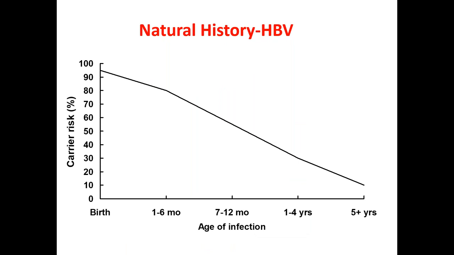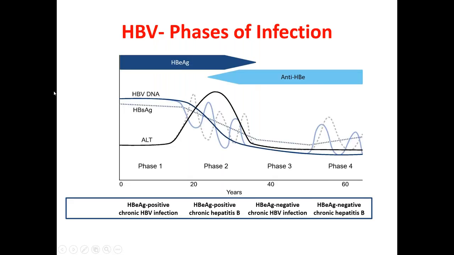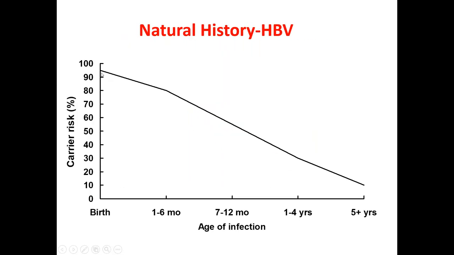Now, what is the natural history of these viruses? The natural history of HPV, if you look at this slide carefully: the important thing to understand is that whether a person who has got the virus will have a lifelong infection or not depends upon the age at which you acquire the infection. Suppose you acquire this infection early in life, at the time of birth or at around 6 months. Almost 90% of the time you will have a persistent virus for life.